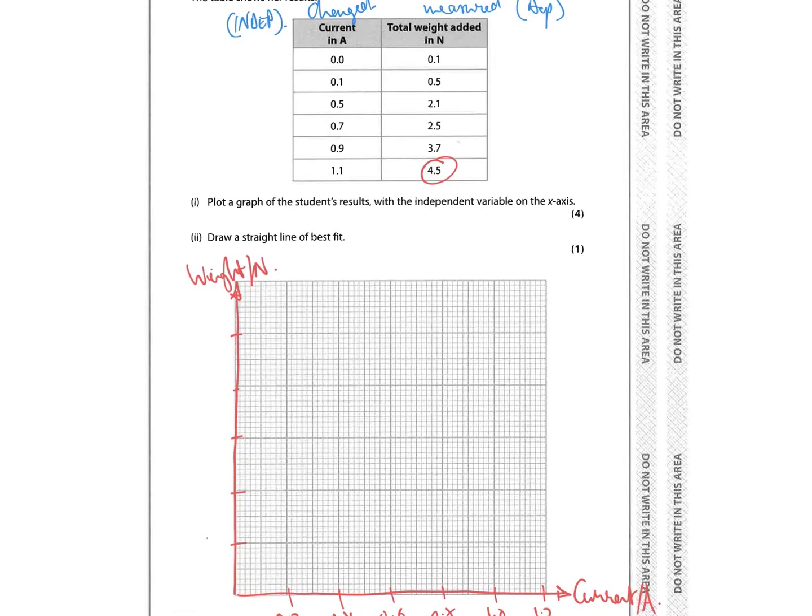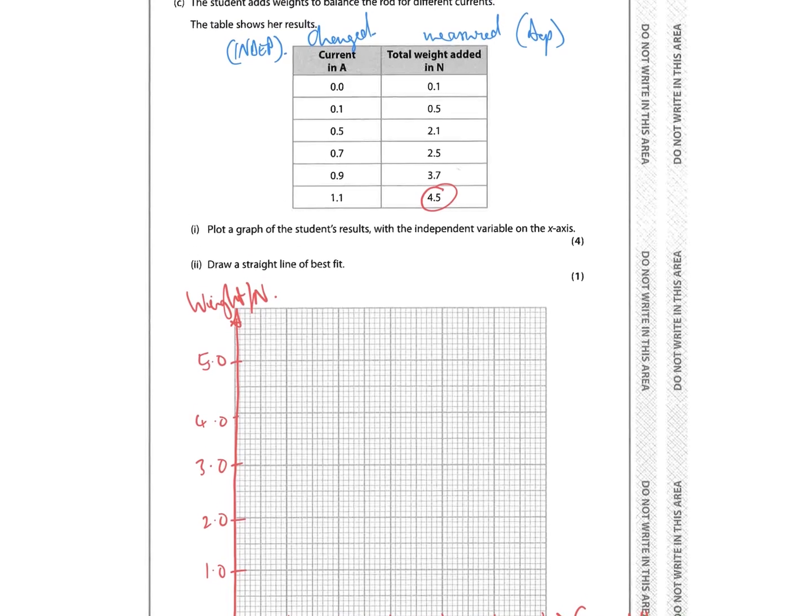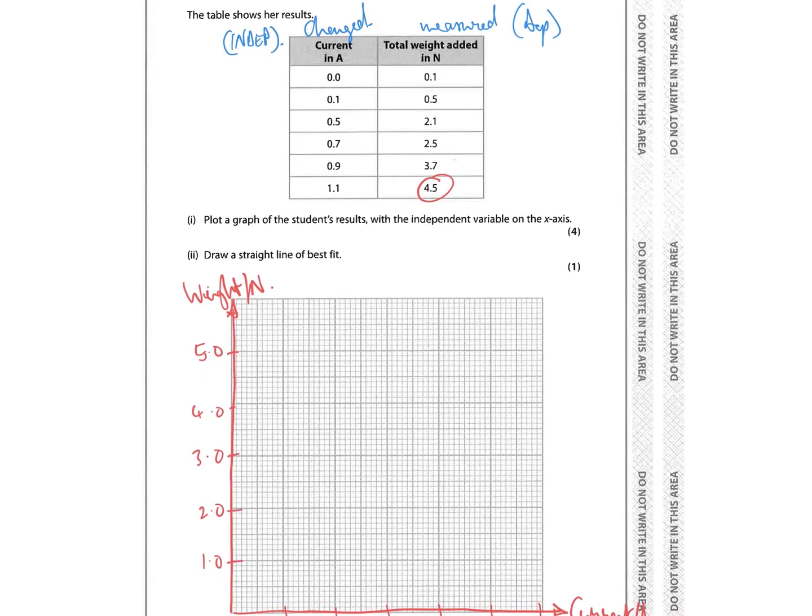So this is going to be 1.0, 2.0, 3.0, 4.0, 5.0. And then I need to plot. So I have 0, and at 0, weight needed was 0.1, which is there.